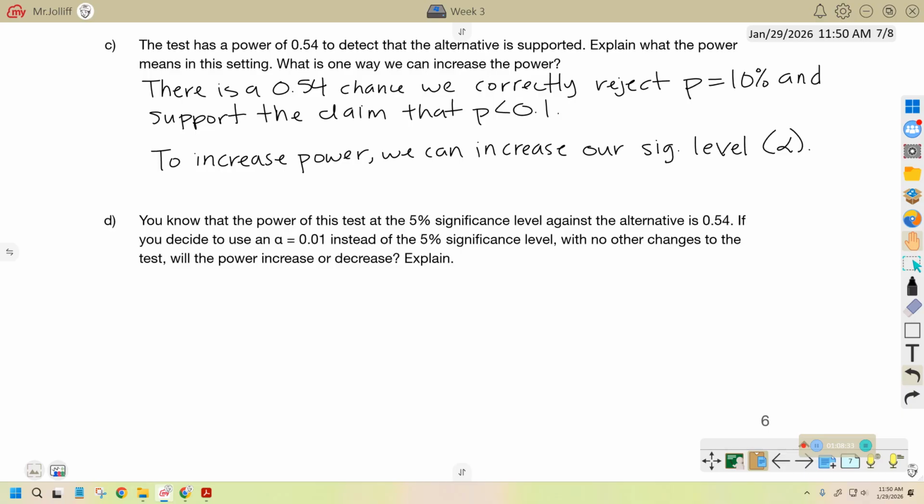Last question. You know the power of the test at the 5% significance level is 0.54. If we decide to use alpha is 0.01 instead of 5%, no other changes to the test, does the power increase or decrease? How do we know? So I'm going to give you just a second to contemplate, and then you're going to show me on your thumbs. If alpha goes from 5% to 0.01, does power go up or down?